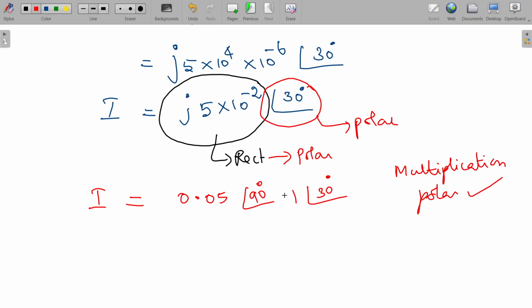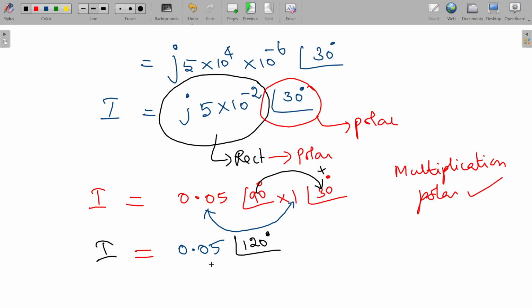Two different terms, so we need to perform this multiplication. How would you do this? Just multiply the magnitudes, so you get 0.05 only. Then for the angles, you have to perform the addition, so the angle is equal to 120 degrees. So the capital I is equal to 0.05 angle 120 degrees.